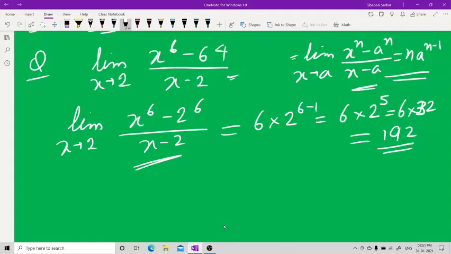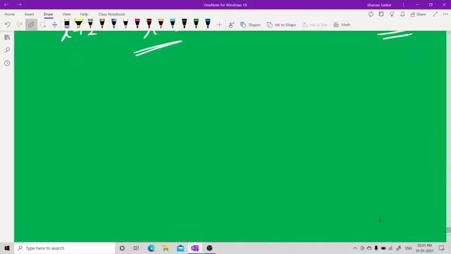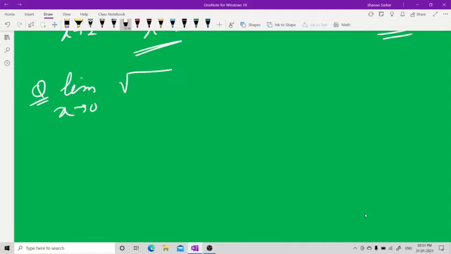Now the application of the binomial theorem that I did right now is to find this type of question. See why I need that, why I told you all that. Now see this. Take a question like this: limit x tending to 0, the fourth root of 1 plus x minus the fourth root of 1 minus x, upon x.